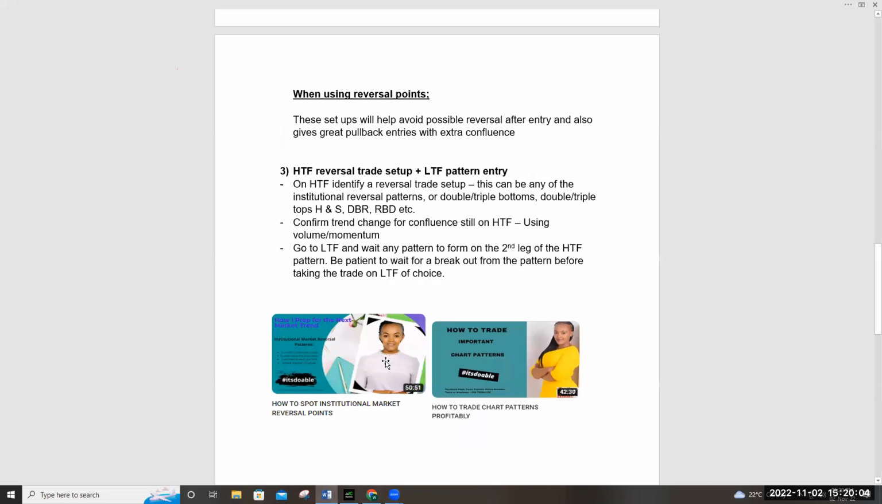Now, let's talk about when you're using reversal points. These setups will help avoid possible reversal after entry and also give great pullback entries with extra confidence.